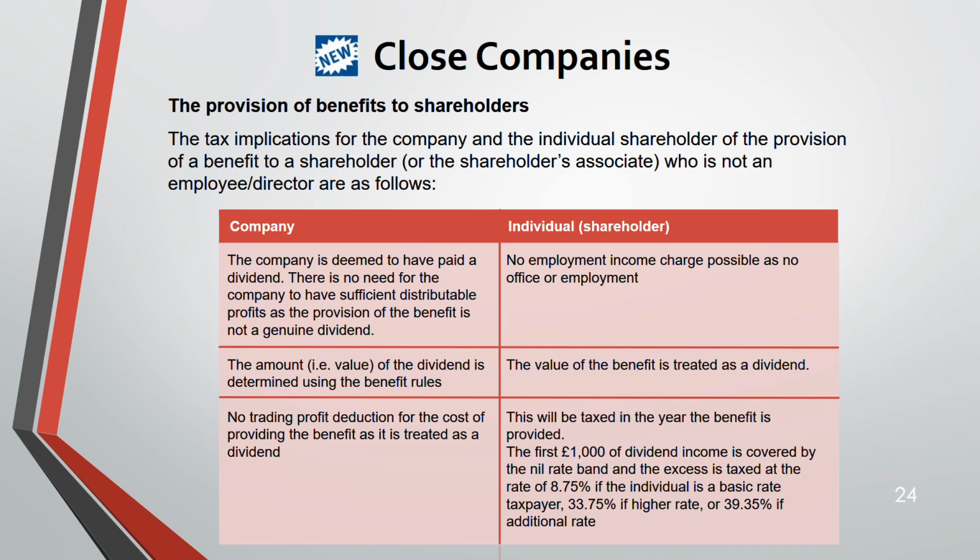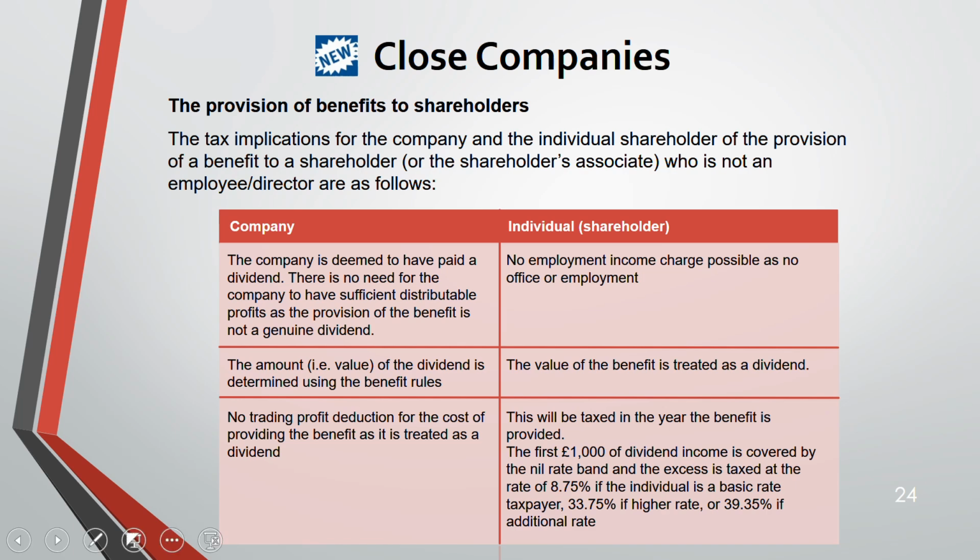For the shareholder, this will be taxed in the year the benefit is provided. First 1,000, they are receiving it as a dividend. That's why the first 1,000 of dividend income is 0%, because it is covered by the nil rate band. Excess is taxed at 8.75%, 33.75%, 39.375%, depending on what band it is falling into.